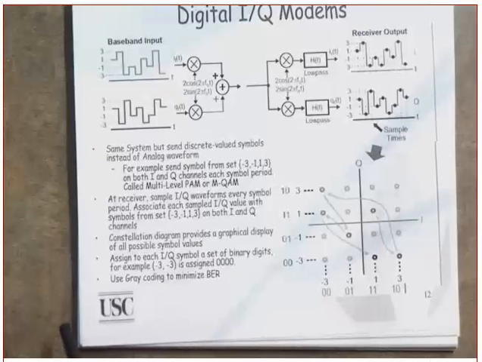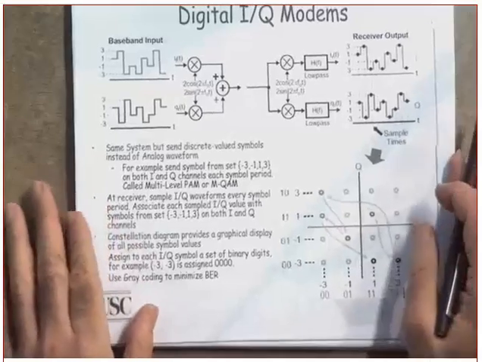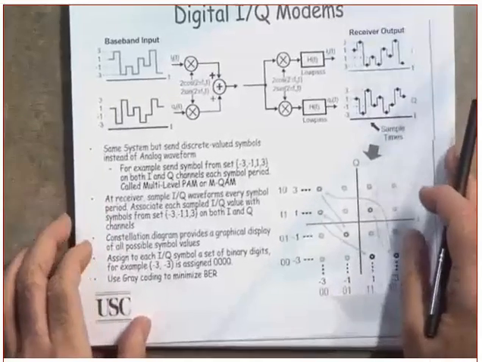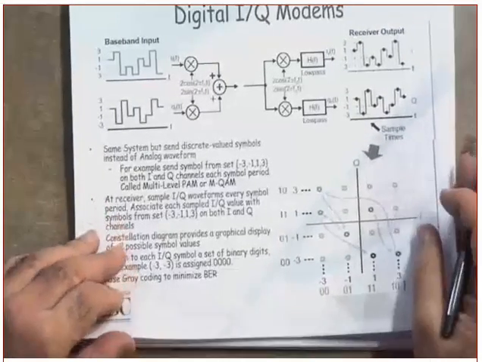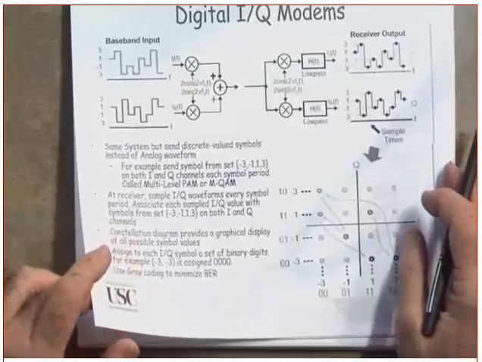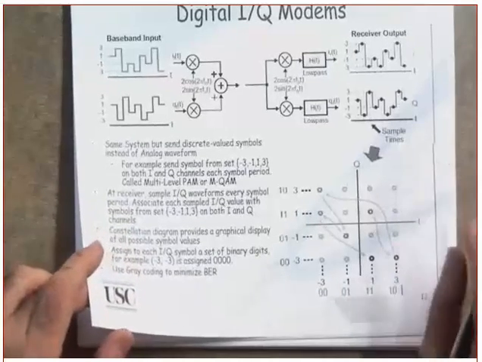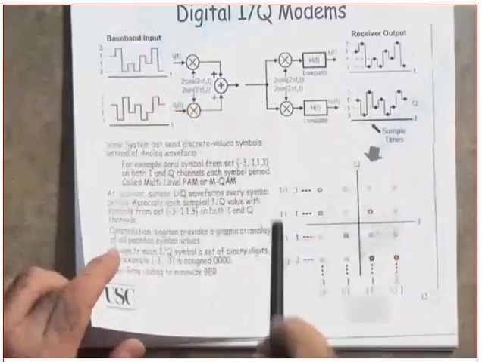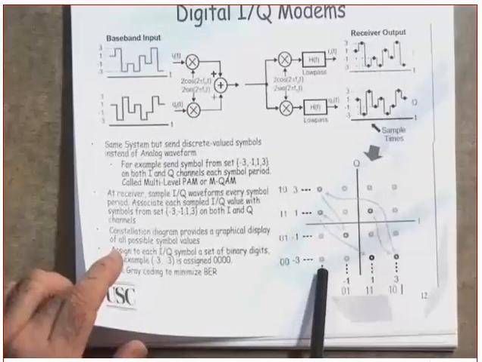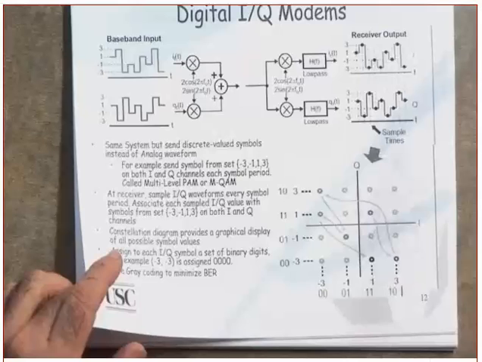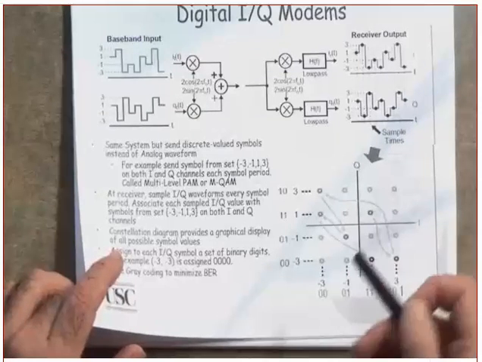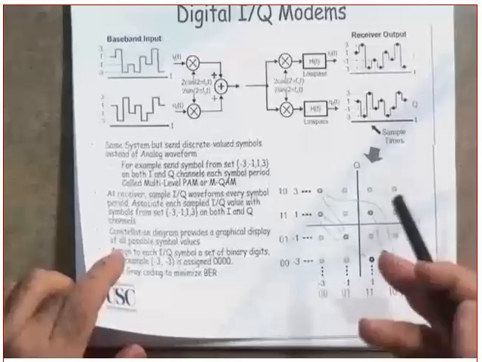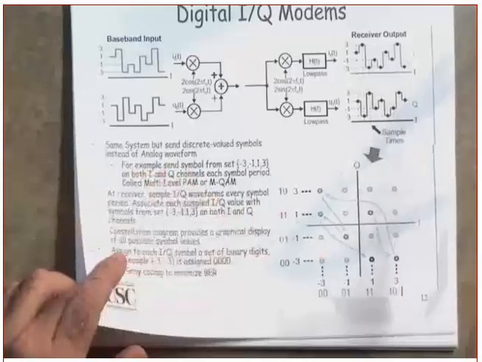Clear? Okay. So you use a gray coding to minimize the probability of bit error. Clear? And remember, if a symbol is in error, that does not necessarily mean all the bits are in error. A symbol is representing 4 bits, remember, 2 from the I channel and 2 from the Q channel. A symbol being in error does not necessarily mean all the bits in the symbol are in error.